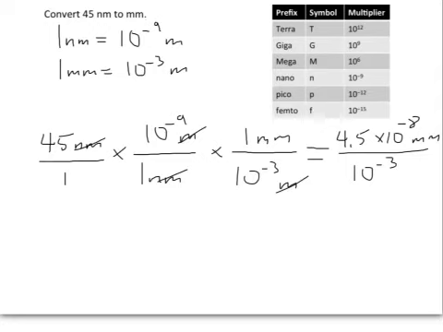Now I divide what is in the numerator by what is in the denominator. And so my final answer is going to be 4.5 times 10 to the minus 5 millimeters. And I want to be sure we always give units with our final answer.